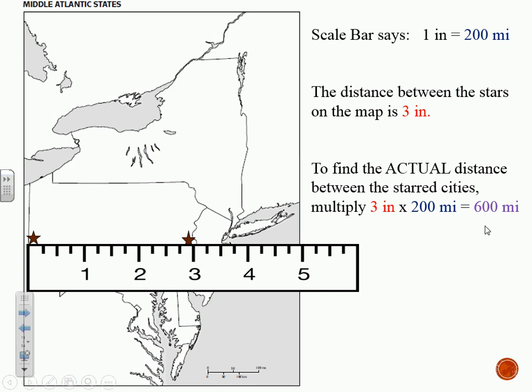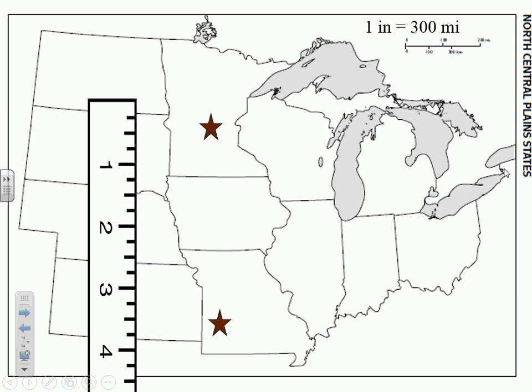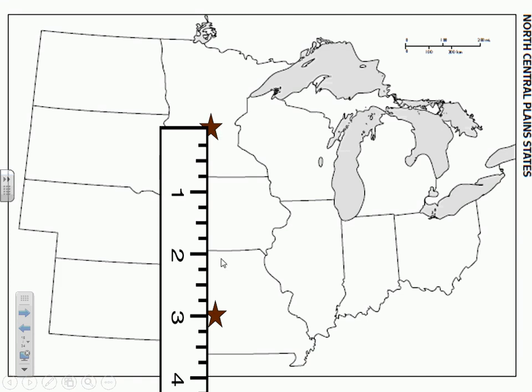Now you're going to take a moment and figure out this one. Our map scale here tells us that 1 inch equals 300 miles. We're going to measure from this star to this star. How many inches are between these 2 stars? Then you're going to take the fact that 1 inch equals 300 miles and multiply that by how many inches are in between. Find out what the total distance in real life is between the 2 stars. I'll give you a minute to figure that out, and we'll check your answer.